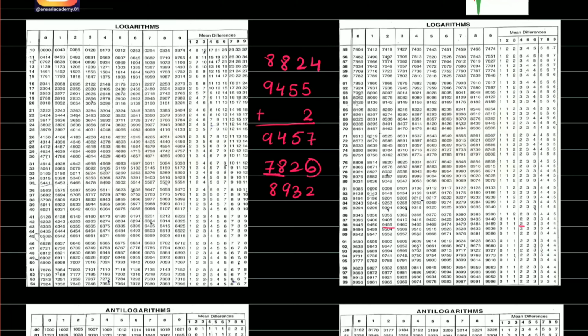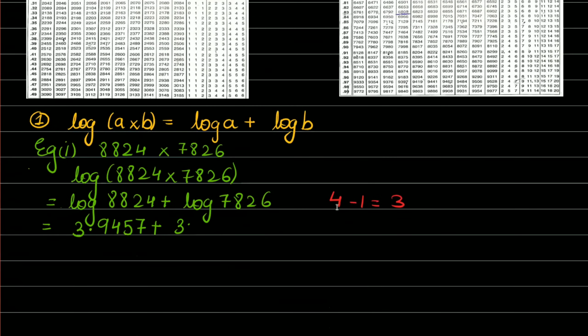Then again, the number is 6. We have to find this value of 6 in the mean difference table. In the mean difference table, for the value of 6, we got 3. Okay, so we will add 3 over here. We get 3 plus 2 is 5, 3, 9, 8. We get 8935 as our value. We got 8935. After adding this, we get 7.8392.